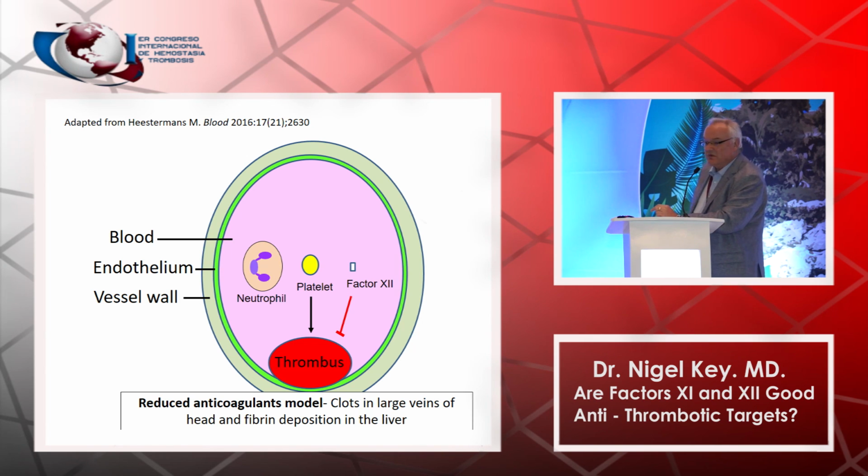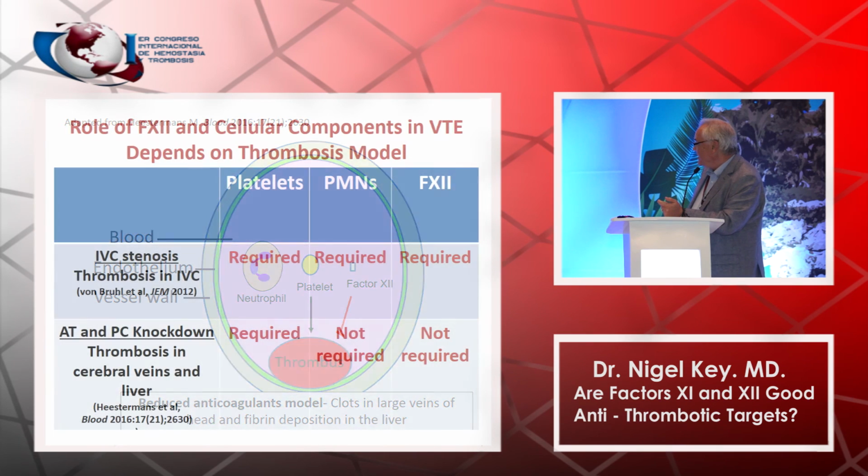But factor 12 was not important in this model. In fact, knocking out factor 12 in this model, in addition to the protein C and antithrombin being low, didn't protect against thrombosis. If anything, it may have promoted thrombosis, which is what this red line shows. And the neutrophil had no effect. So this gets at the whole issue of neutrophil nets and whether they're important. And again, it may be model dependent.